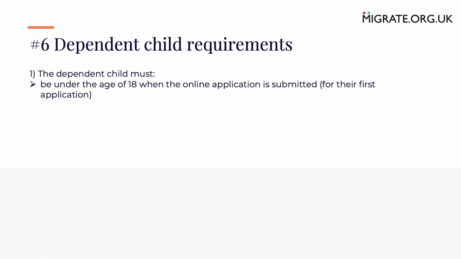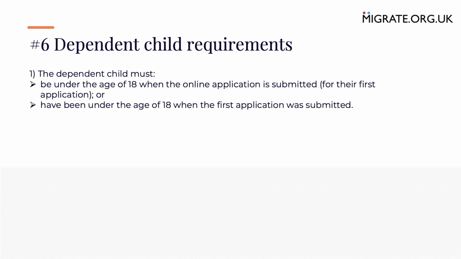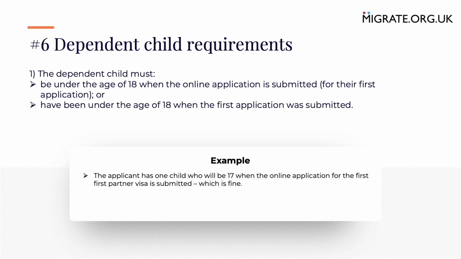The first requirement is that the dependent child must be under the age of 18 when the online application is submitted for their first application, or must have been under the age of 18 when the first application was submitted. For example, the applicant has one child who will be 17 when the online application for the first partner visa is submitted. And when the time comes to extend the application, the child will be approximately 20, which is also fine.